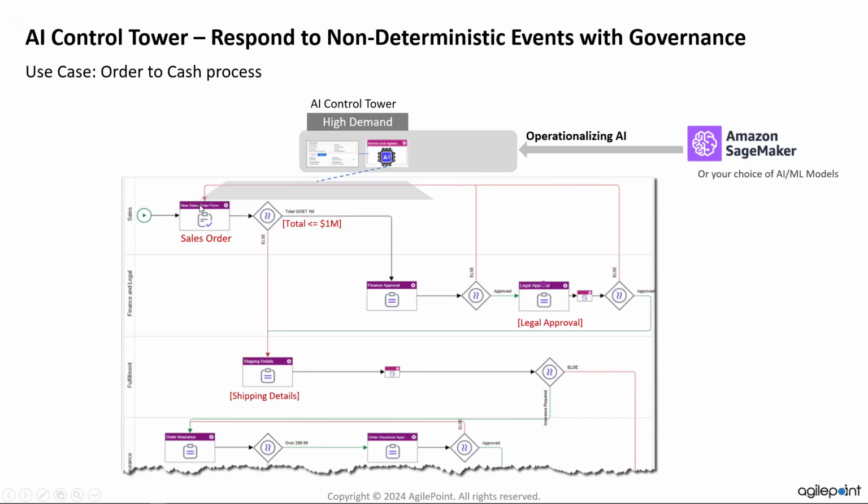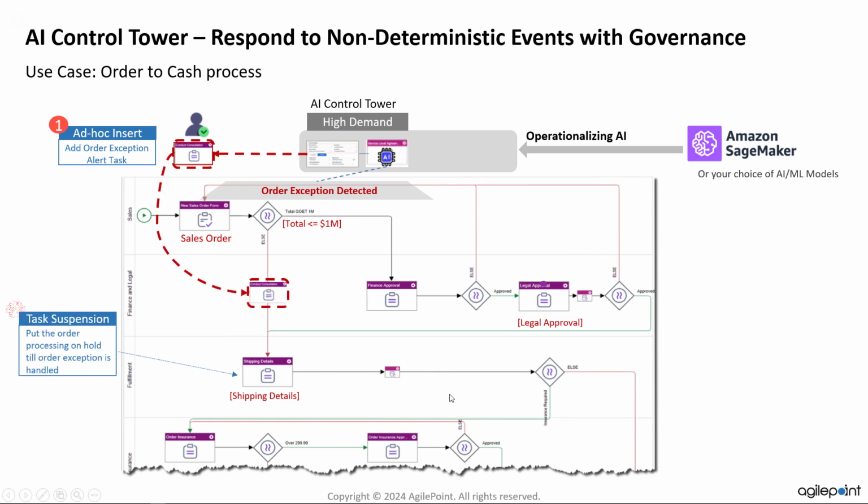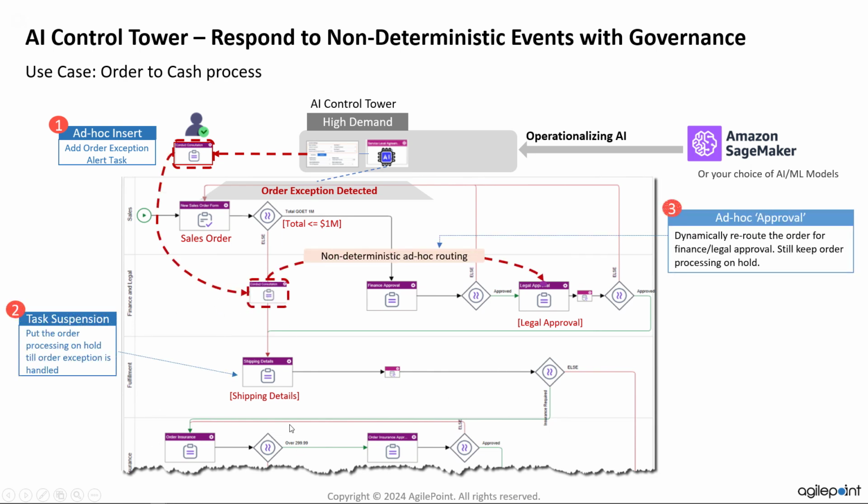All right, so what you're going to see here is a salesperson entering an order with a total sale amount that is under $1 million. That being said, the products purchased are going to be in high demand. So the control tower will recognize this and issue an alert that there is an order exception, and in so doing is going to pause all of our downstream tasks. The control tower is going to surface a recommendation to an application owner or subject matter expert and suggest that a task is dynamically inserted into the process.